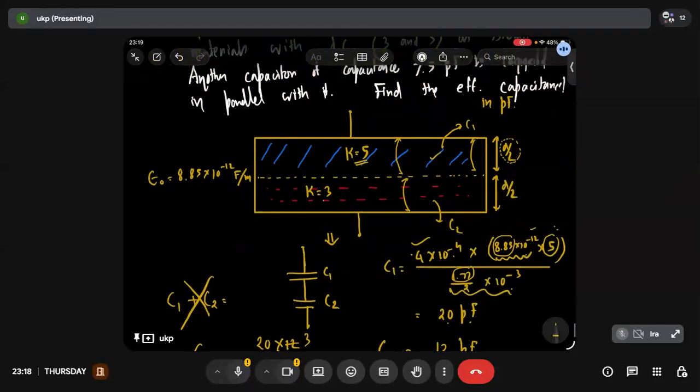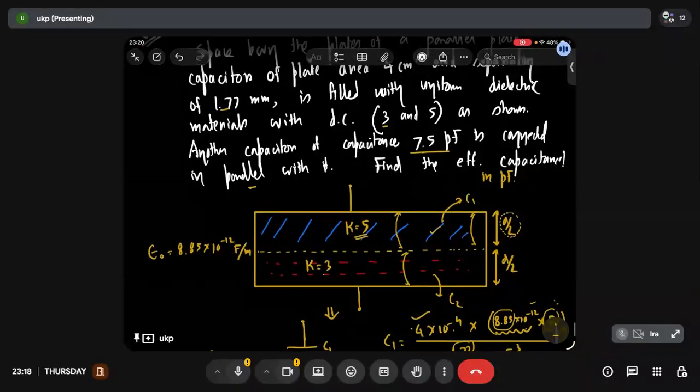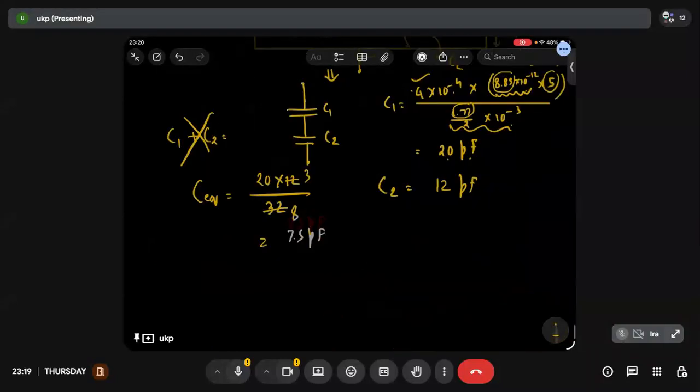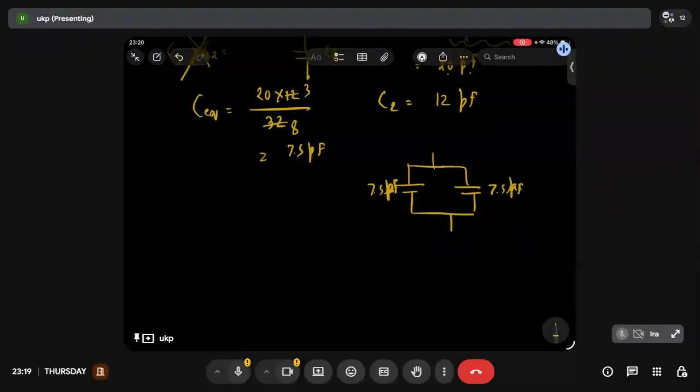Have you seen that finally there was a statement given that another capacitor of capacitance 7.5 picofarad is connected in parallel with it? तो सिर्फ इसका इक्विवेलेंट आया 7.5, इसके साथ again another 7.5 is connected in parallel. तो फाइनल आंसर क्या आएगा दोस्त? One 7.5 we have got, another 7.5 is connected in parallel with this, it is pico. तो दो 7.5 picofarad अगर parallel में हैं तो 7.5 plus 7.5, equivalent capacitance will be 15 picofarad.